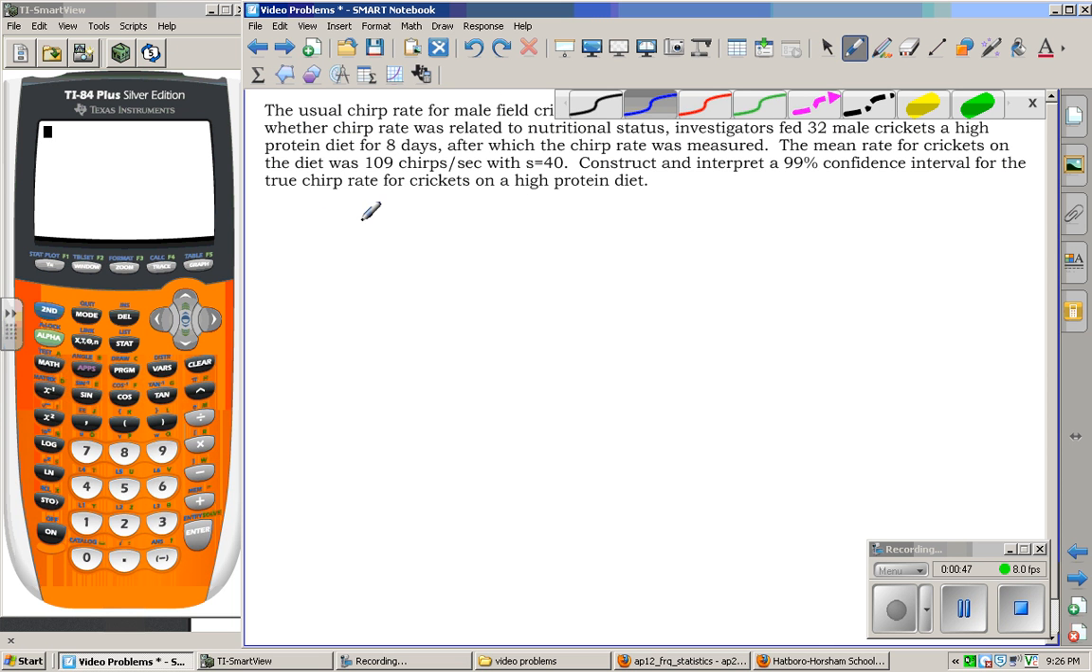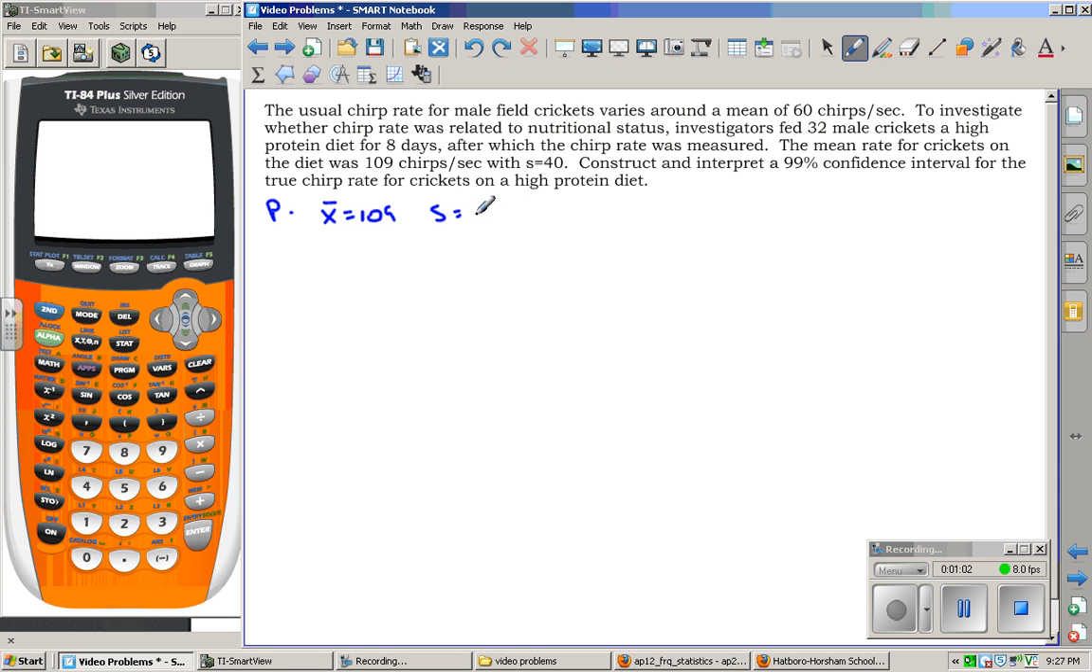So since we're being asked to construct an interval, we're going to follow our panic rules. First let's figure out what we know. We know x bar was 109. We know that the standard deviation of the sample was 40. We know that the sample size was 32. Everything else is extraneous. We don't need to know about the 8 days, and we don't need to know that the usual chirp rate is 60 chirps per second. We just need to know what the sample's chirp rate was, which was 109.